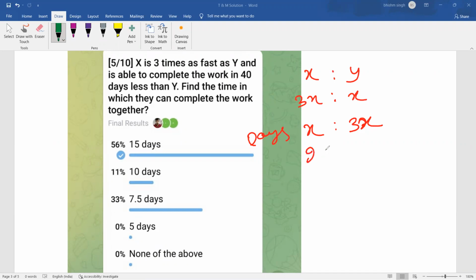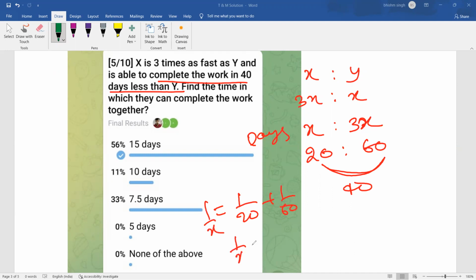Very simple, you take this one 20, and this is 60. See, 40 days less he is taking. X is 3 times as fast as Y and able to complete the work 40 days less than Y. So find the time in which they complete the work together. So I will do 1 by 20 plus 1 by 60 equals 1 by X. How much is this? 1 by X is equal to 4 by 60, that is 1 by 15. So 15 days they will complete the work together. This is the only answer.